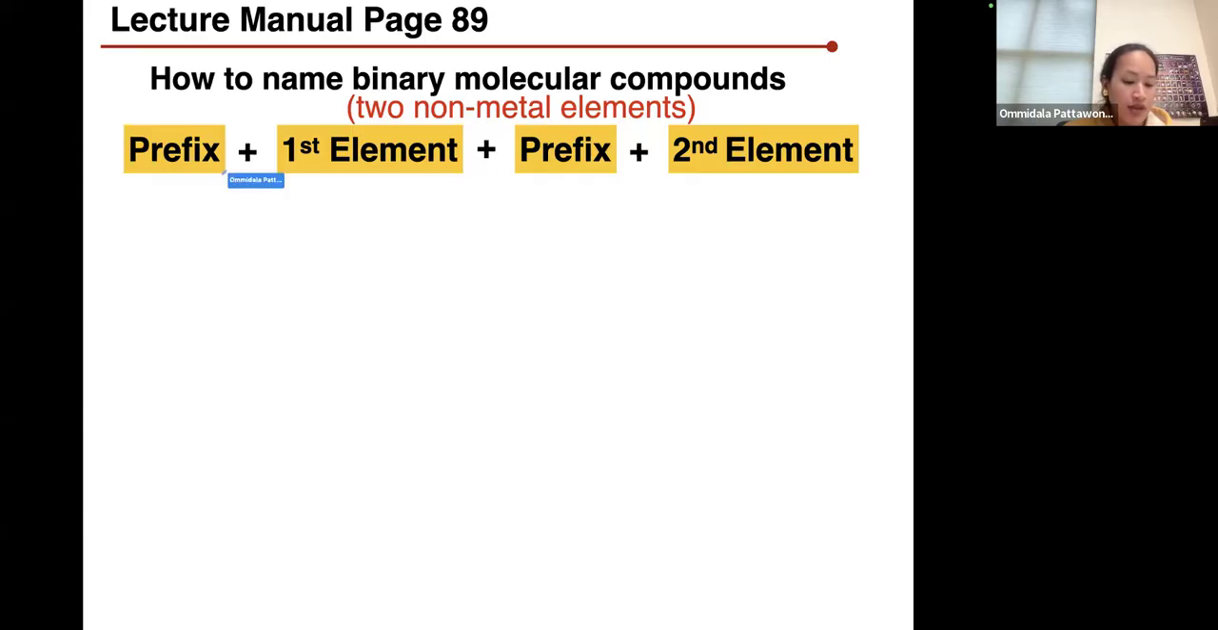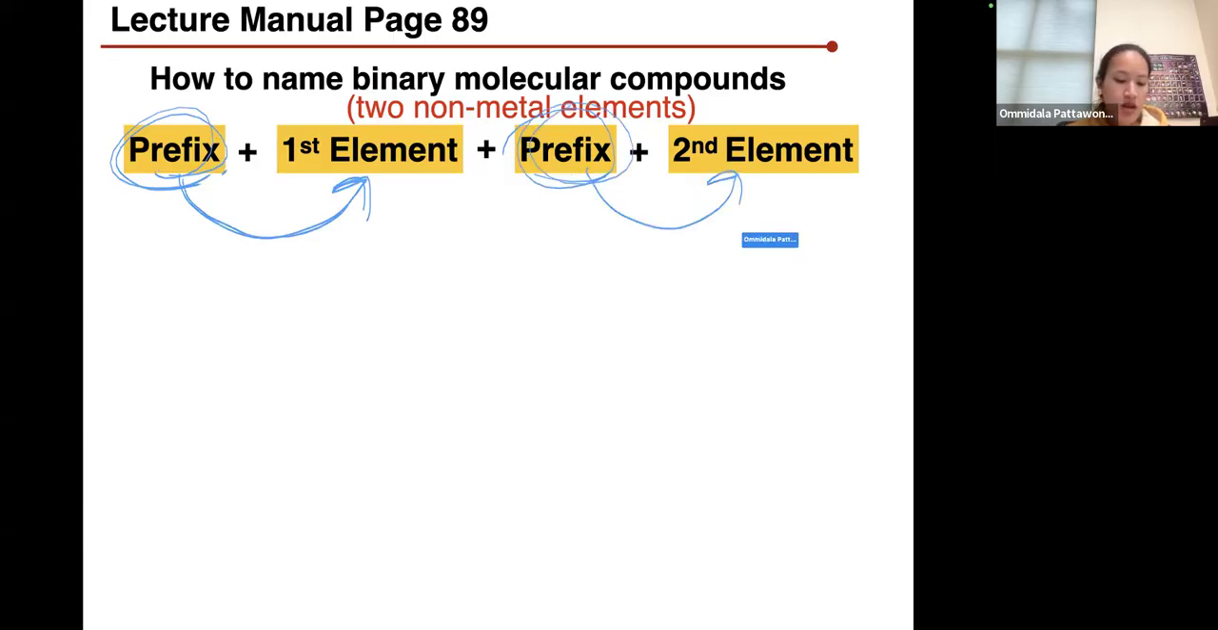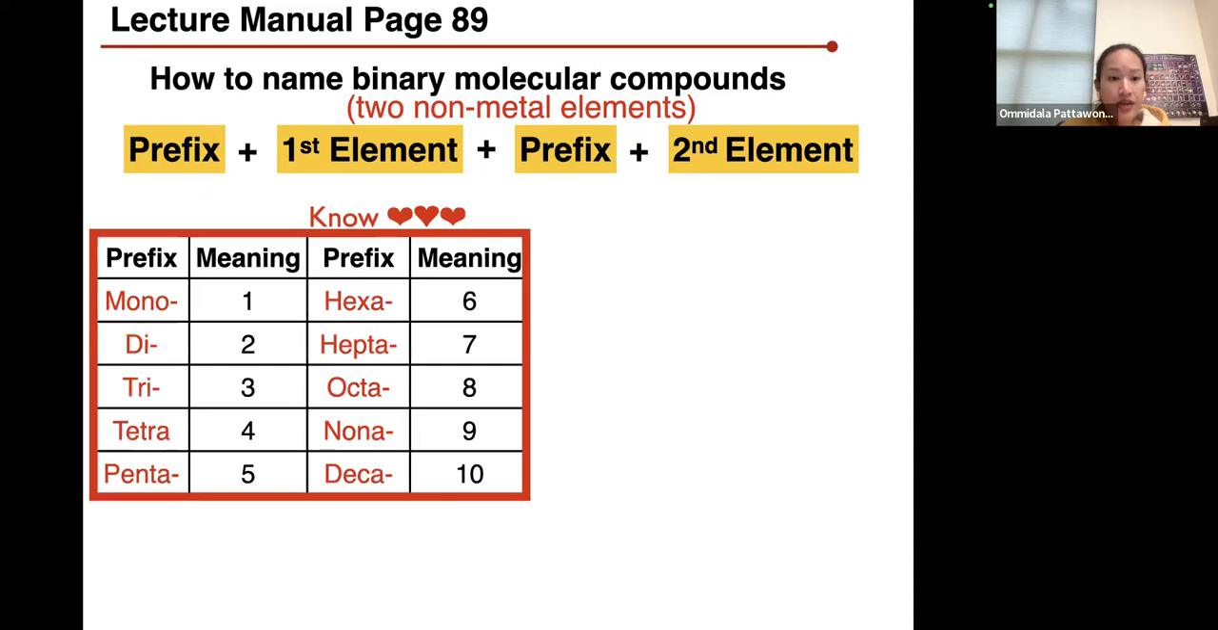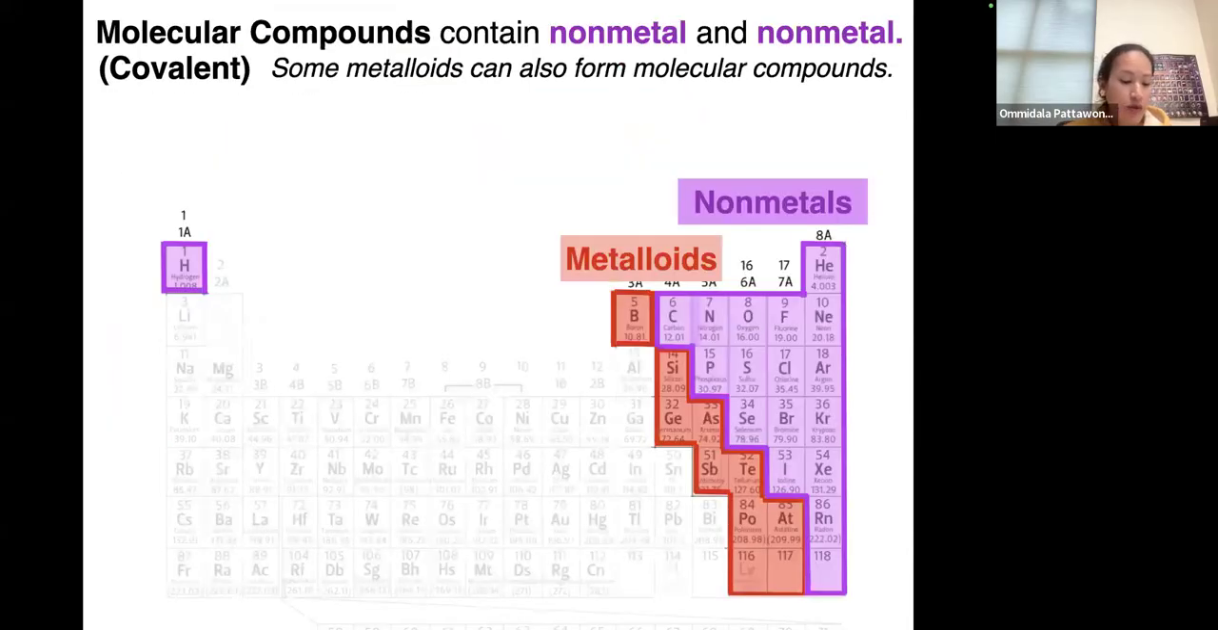These prefixes will tell us about the number of atoms of that element. The first prefix will tell you how many of the first element, and the second prefix will tell you how many of the second element. Let's take a look at examples. These are examples of prefixes: mono, di, tri, tetra, and so on. And the second element always has to change to "ide," which I already mentioned before: hydrogen would be hydride, carbon would be carbide, then nitride, oxide, fluoride, and so on. So let's take a look at an example.